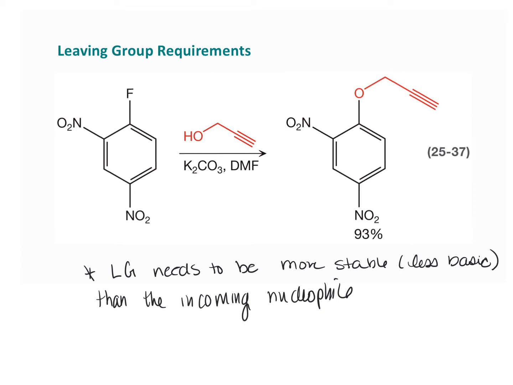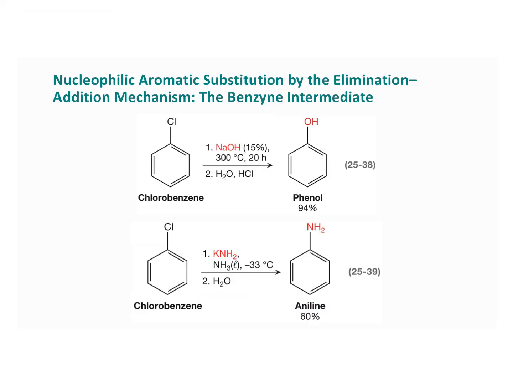Even without a strongly electron withdrawing group attached to the ring, a halobenzene can still undergo nucleophilic substitution. So for example, chlorobenzene here can react with sodium hydroxide to produce phenol, or it can react with a potassium amide to produce aniline, shown here. These reactions typically require really extreme conditions, for example a strong base or high temperatures, or both. And so that's not always the best reaction to do necessarily.